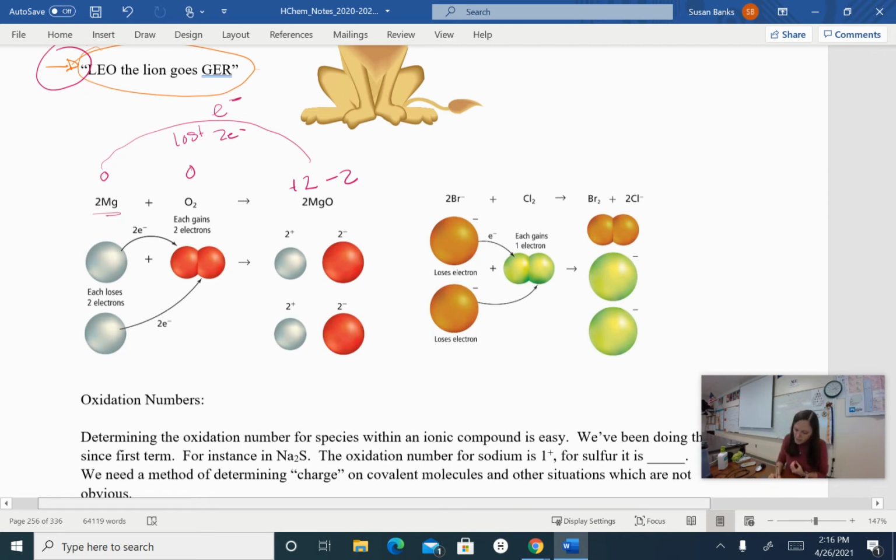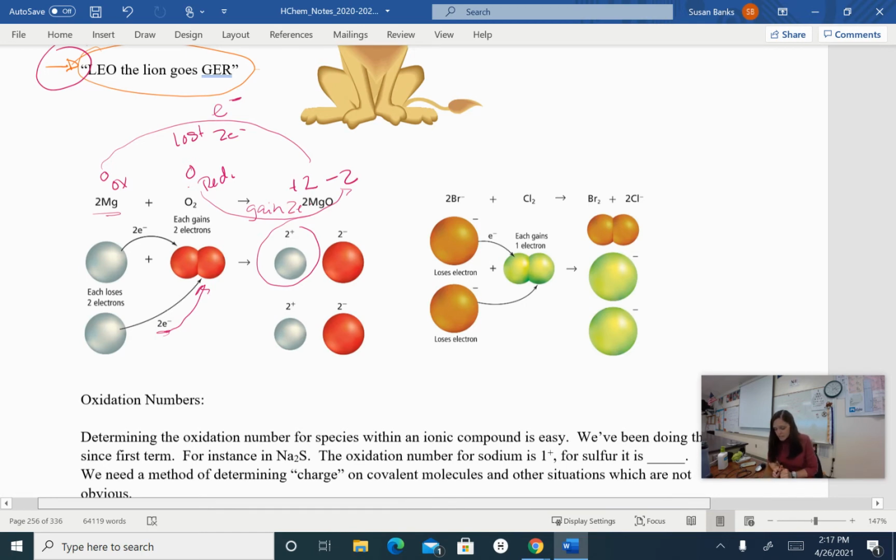So that magnesium loses 2 electrons, and those 2 electrons go to the oxygens because oxygen goes from 0 to a -2, so it gains 2 electrons. Okay? So magnesium is oxidized, right? Magnesium is oxidized because it loses electrons, and oxygen is reduced because it gains 2 electrons. Okay, let's look at this next one. See if you can do it on your own.